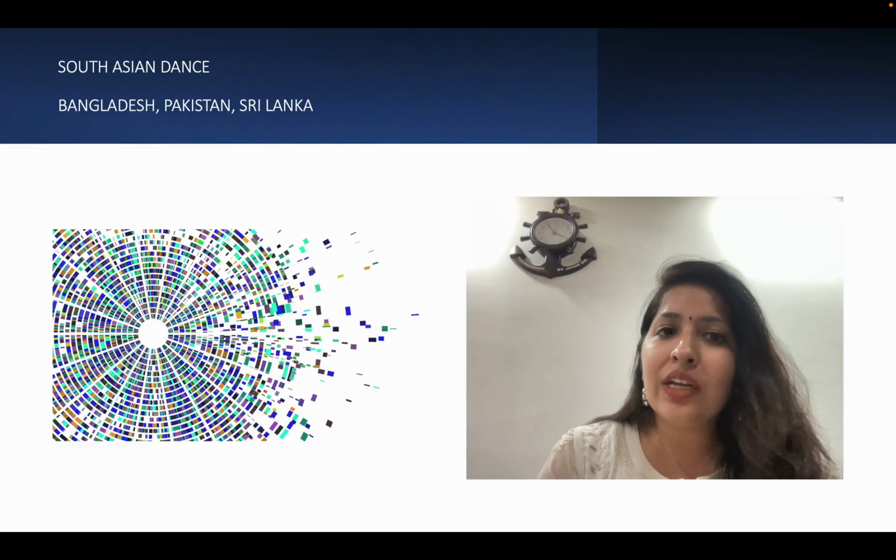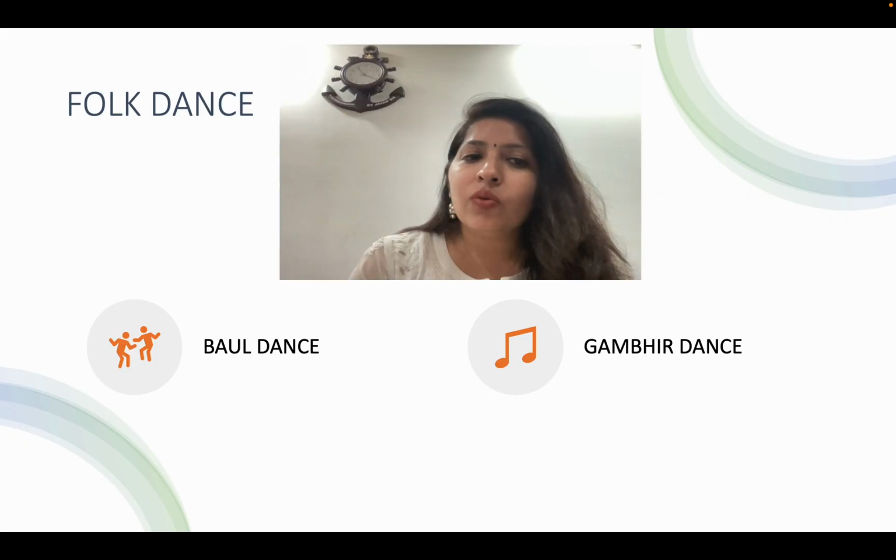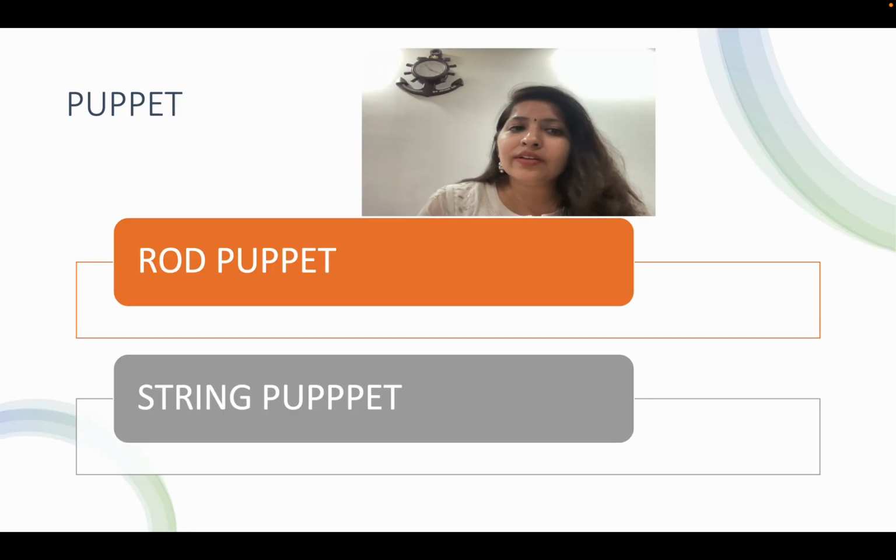Then it is South Asian dance. This is Bangladesh, Pakistan, Sri Lanka. First we come to Bangladesh. The folk dance is Ball dance. Ball dance comes in the previous papers every time. We have seen it. If you are learning for the first time, please go through it. Ball dance, Gambhir dance. There is also a puppet, rod puppet and string puppet.